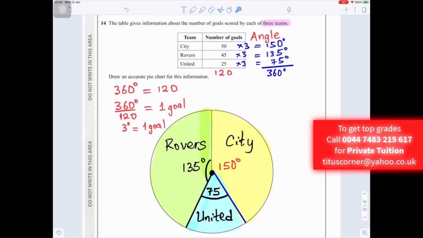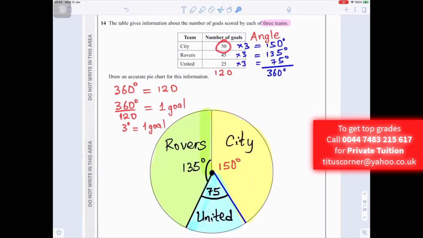To draw a pie chart, we need to work out the angles. So the total is 120 goals. That 120 goals is equivalent to the 360 degrees around the circle. So you want to share 360 degrees into 120 goals. So 360 divided by 120 gives you the angle for one goal. That means one goal is an angle of 3 degrees.